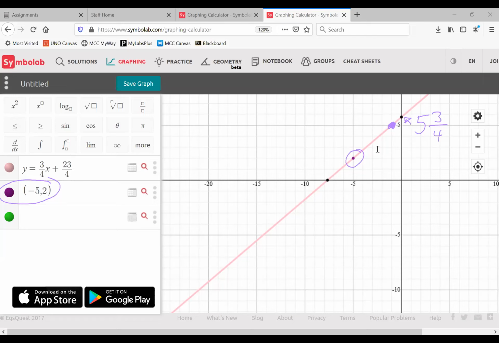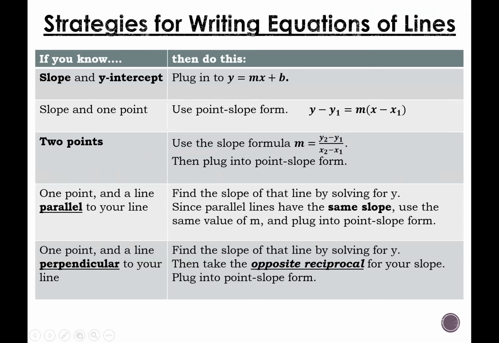Okay, so what you see here is some strategies for the remaining problems in this lesson, strategies for writing equations of lines. So on the left column, there's a list of different scenarios: if you know blank, then do this blank. So in the left column, here are some situations you might have. If you know slope and y-intercept, then plug into y equals mx plus b. So we'll see an example of that coming up. So that's kind of the easiest one. If you know the slope, you know m. If you know the y-intercept, then you know b, and that's it.